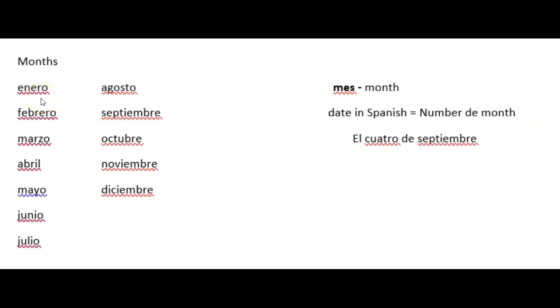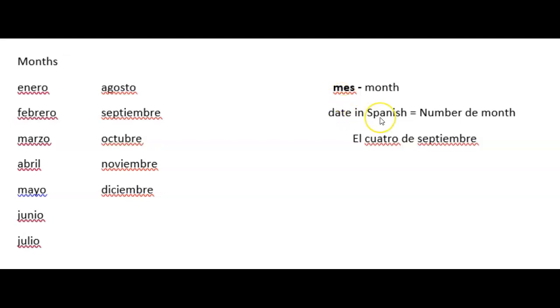And months of the year, we'll go down the list. Enero, febrero, marzo, abril, mayo, junio, julio, agosto, septiembre, octubre, noviembre, diciembre. Notice here that months aren't capitalized in Spanish, neither are days of the week. Those are going to be in lowercase. The word for month is mes.